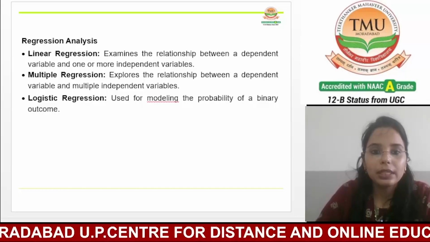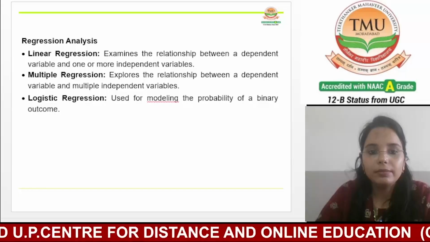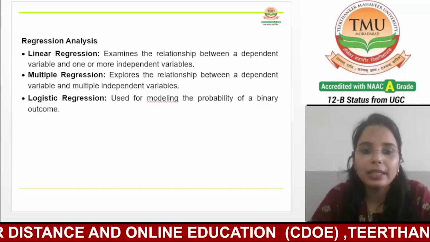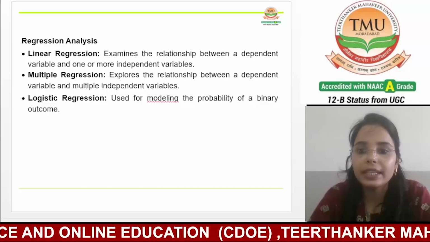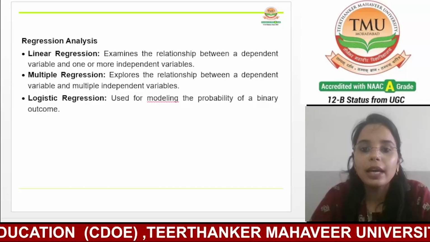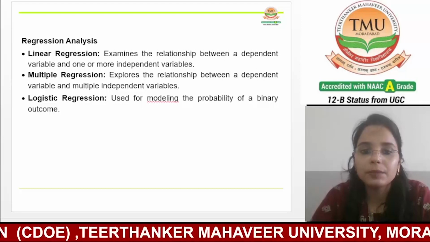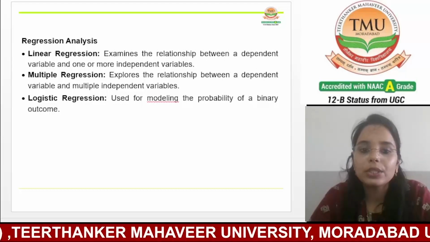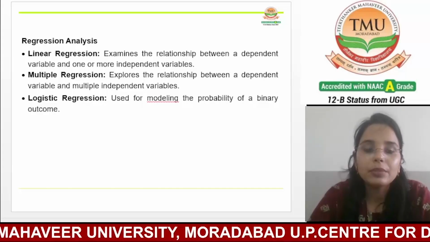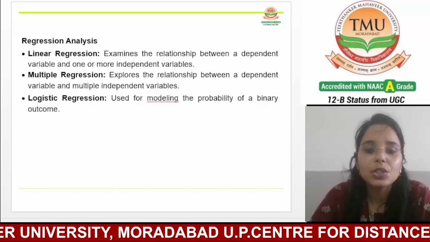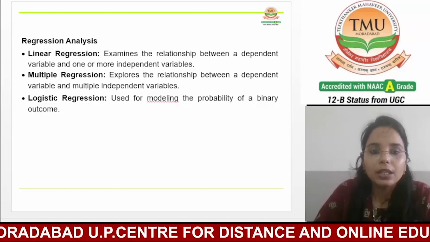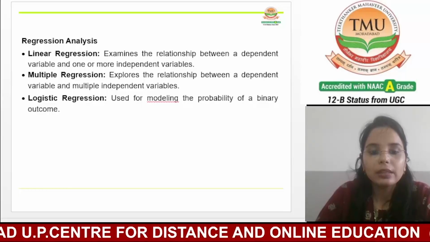Now, the second one is multiple regression. Multiple regression extends the principles of linear regression by examining the relationship between a dependent variable and two or more independent variables. This allows the researchers to assess the impact of multiple predictors on an outcome simultaneously and to control for the effects of other variables.